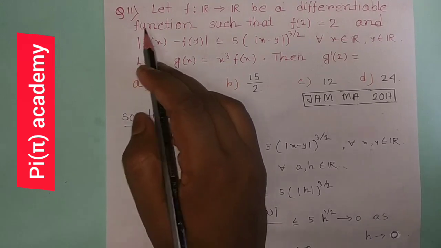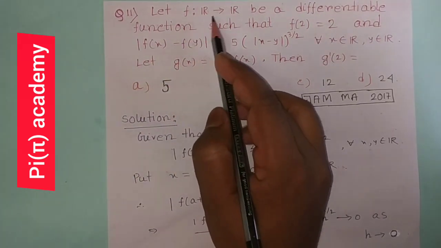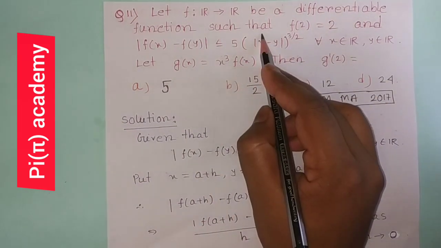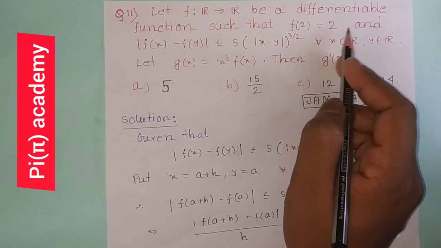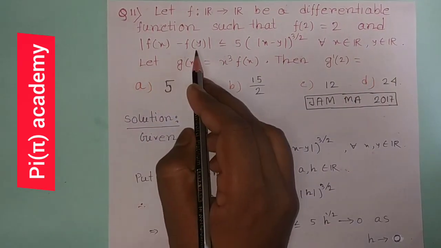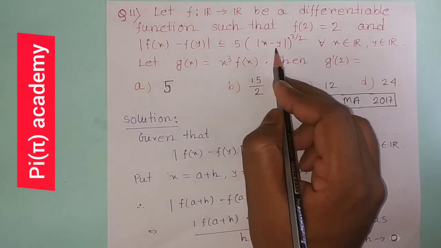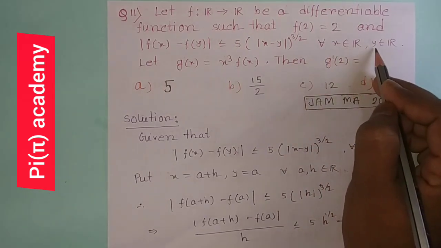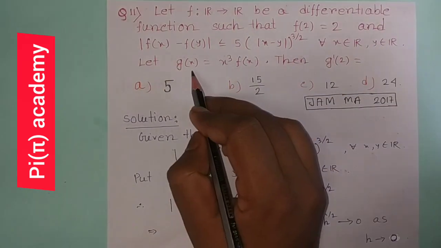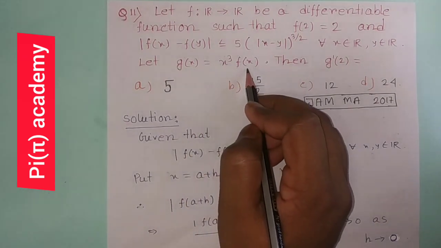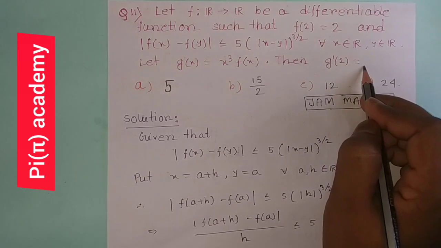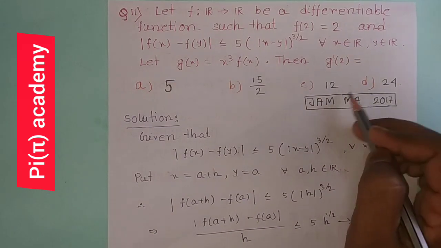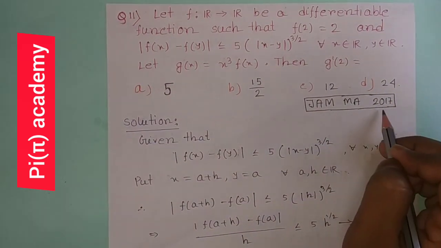So, our question number 11. Let f maps R to R be a differentiable function such that f of 2 equal to 2 and mod of f of x minus f of y lesser equal to 5 into mod x minus y whole to the power 3 by 2 for all x belongs to R and for all y belongs to R. Let g(x) equal to x cube into f(x), then g dash 2 equal to 5 or 15 divided by 2 or 12 or 24. JAM MA 2017.